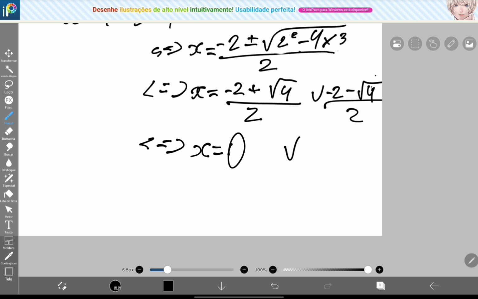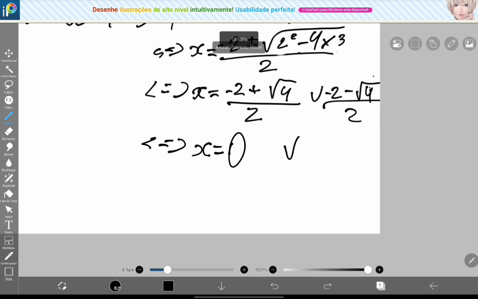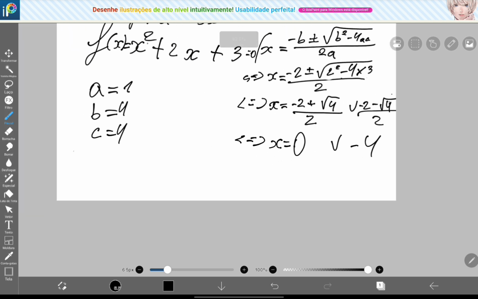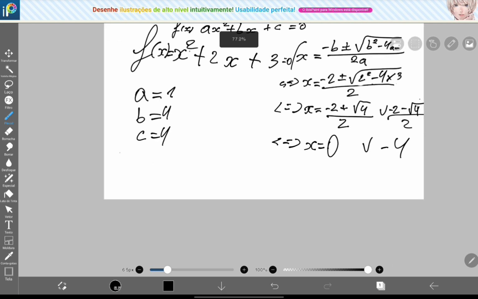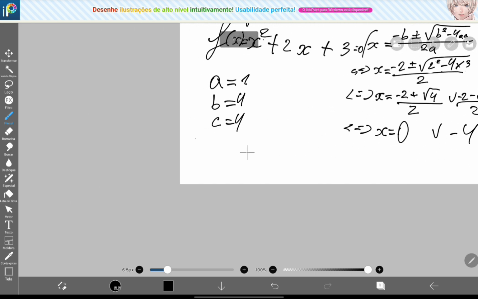So now we just did it with the plus. Now let's do, y'all, erase, minus square root of 4. We see, it's gonna give us minus 4. It's gonna give us minus 4. So these are called the zeros. So the zeros are like this.